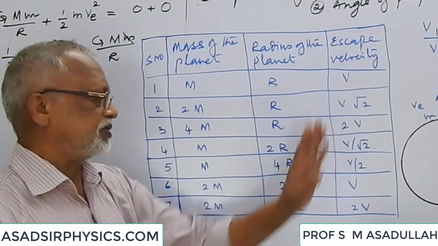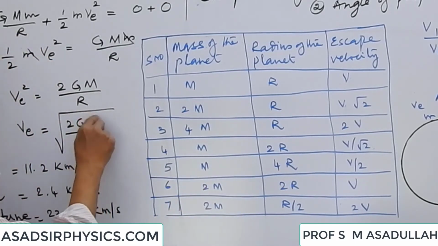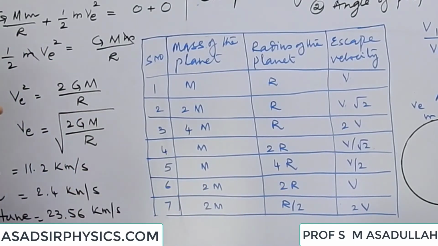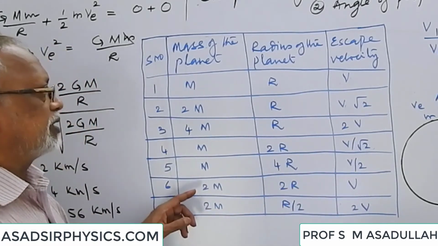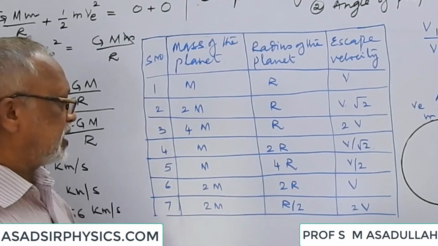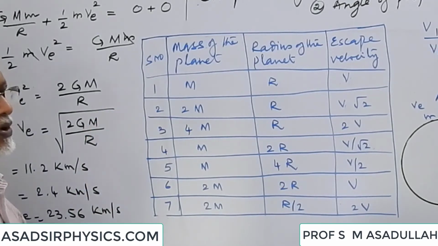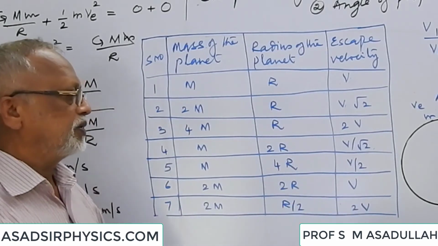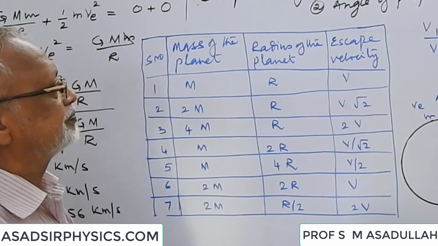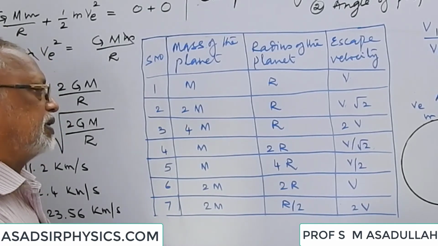Or you can use that formula. Suppose mass is doubled, radius is also doubled. This is doubled, this is also doubled. They get cancelled. There is no change in the escape velocity. It will be v. Suppose mass is doubled, radius is half. This is 2 here, this is half here. This half will go to the numerator, becoming 4. 4 under root is 2. So the new answer will be twice the old answer. I hope it is clear to you.